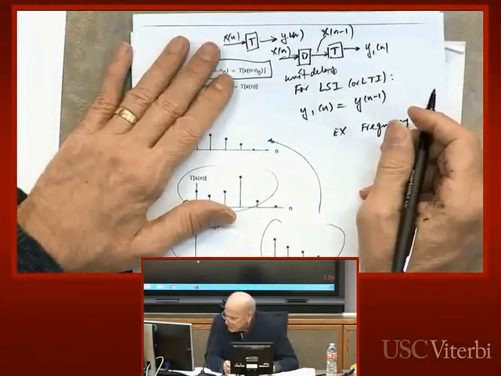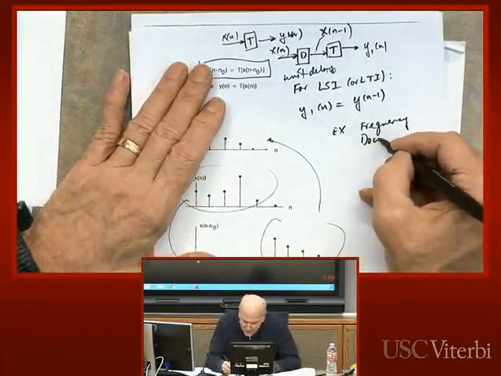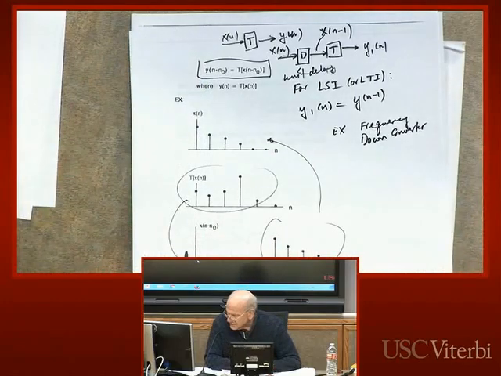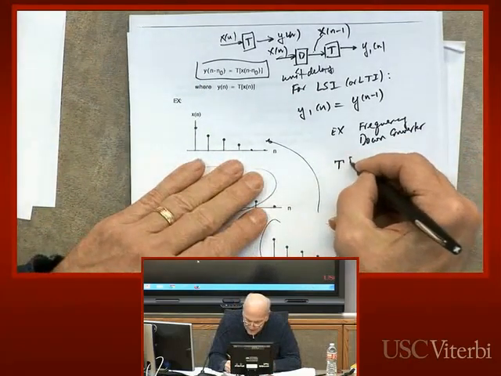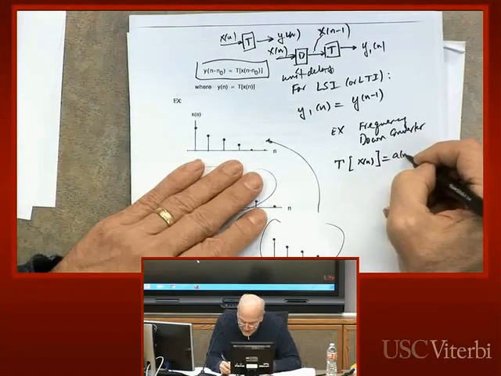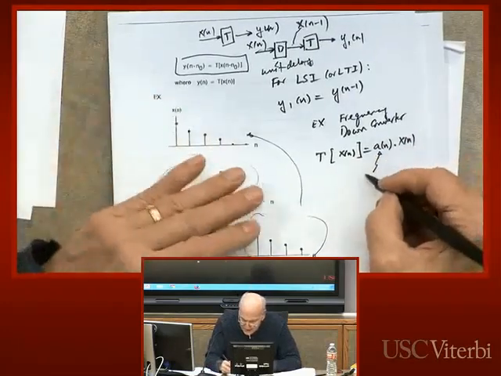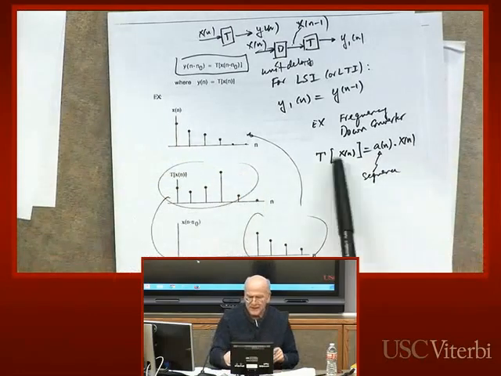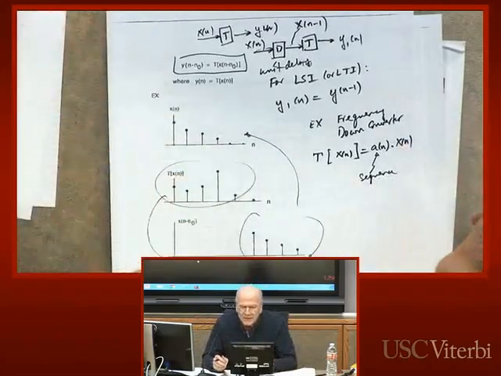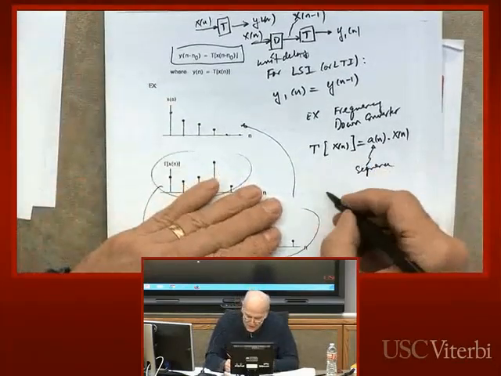Interesting example. Now I'm just introducing some of these. We'll come back and define what these are later. But it turns out if you want to do frequency conversion, this is an example of such a device. It's a very simple example. It says T of x of n, in this case, would equal a of n times x of n, where a of n is a sequence, another sequence. So basically, you're taking x of n and simply multiplying it times some sequence we will call a of n to produce your output, a of n times x of n. That's a perfectly valid system.